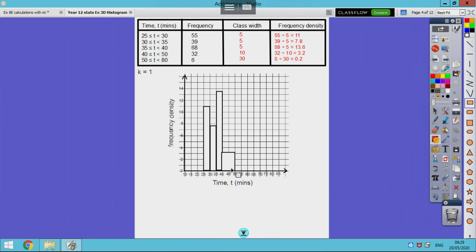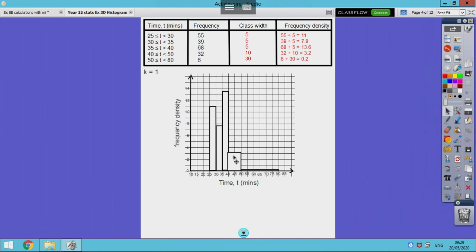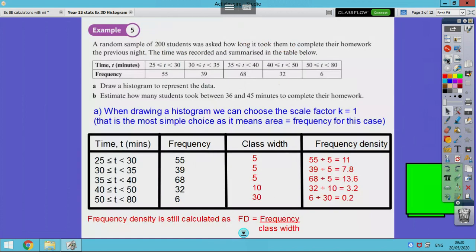And then 50 to 80 is 0.2, so that's going to be teeny tiny at the bottom, like that. Let's see if I can move that one along a little bit and make it look more in line with everything. Yeah, that'll do. So there's my histogram. Now, next part said, oh no, it didn't say that. Draw a histogram to represent the data. That was it. Estimate how many students took between 36 and 45 minutes to complete their homework.